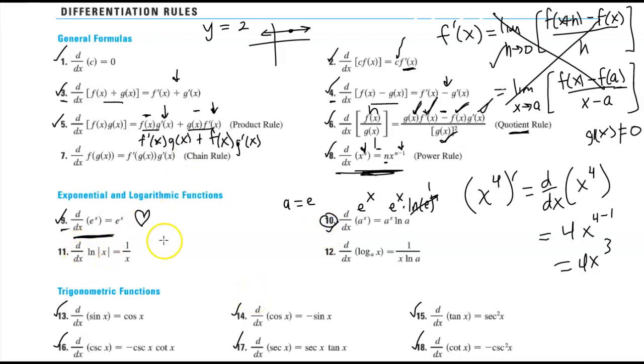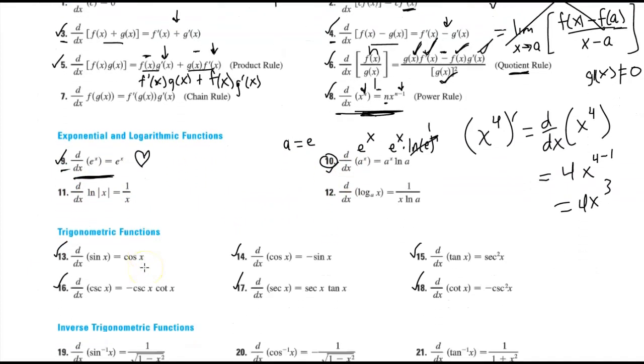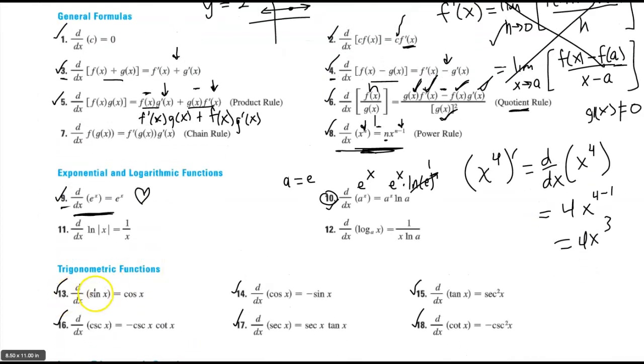All right, so I won't be talking about 11 or 12 here because I'll cover that in my videos on logarithmic differentiation. But we do need to talk about the trig function derivatives. And so we see here that the derivative of a sine function is a cosine function, and the derivative of a cosine function is minus sine. And then from here, to find the derivatives of the rest of these, we essentially employ the quotient rule.